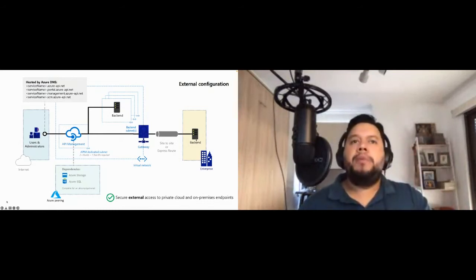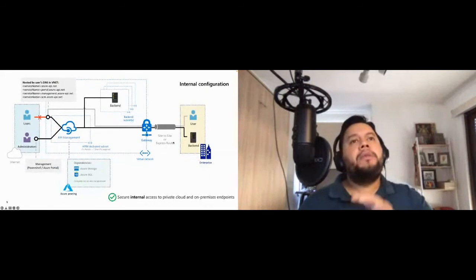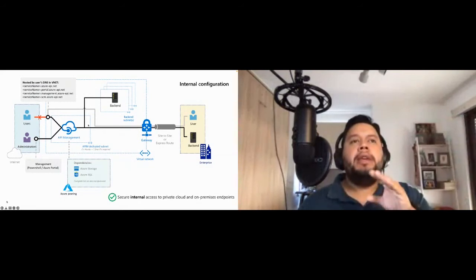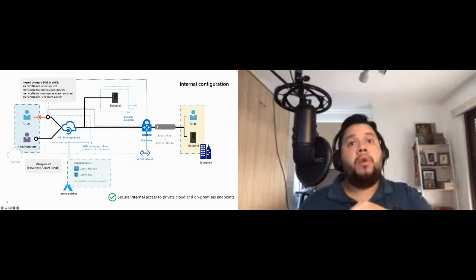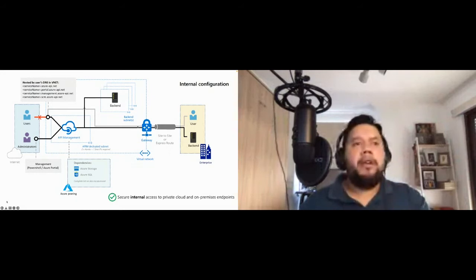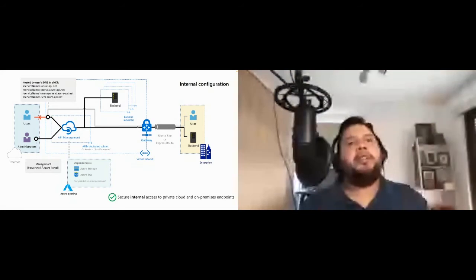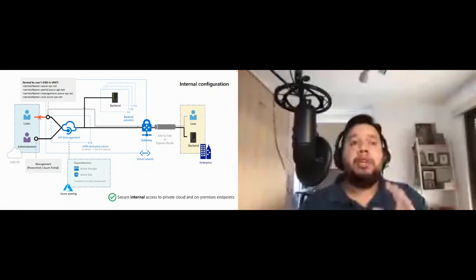We have another option that we call the internal, and this is a completely private API management that lives in a virtual network in Azure, and it can only be accessed by your own data center or by other networks that are connected to this virtual network. Normally, this is what we see in high compliance scenarios, banks, financial services, where they don't want the API management to be accessible through internet, just to private communication.